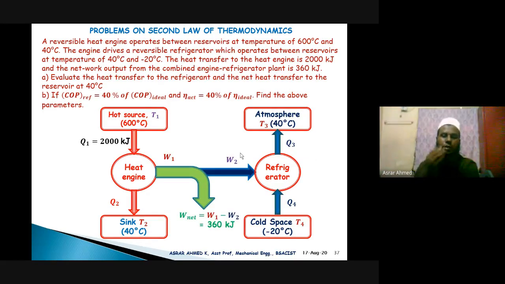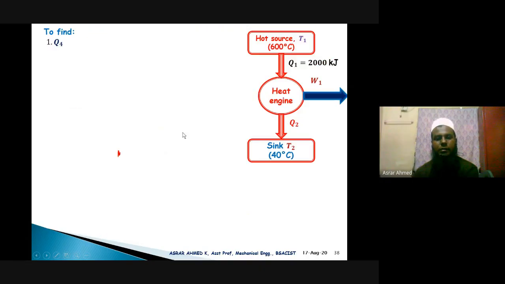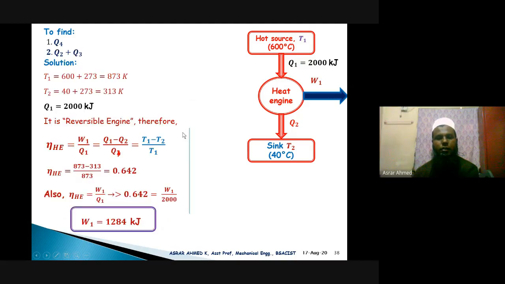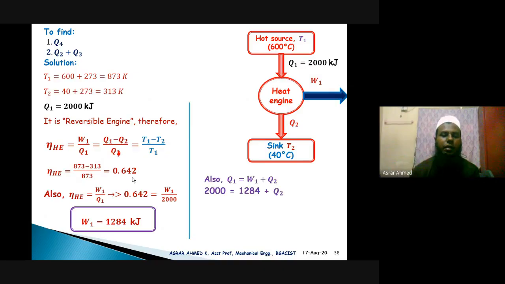Second part of the problem is, if actual COP of the refrigerator is 40% of the ideal and efficiency is 40% of the ideal. Suppose, say for example, we have found out COP and efficiency, right? In this second slide, we have found out efficiency is 64.2. So this is the maximum efficiency this engine can produce. This is the maximum possible efficiency this engine can produce.